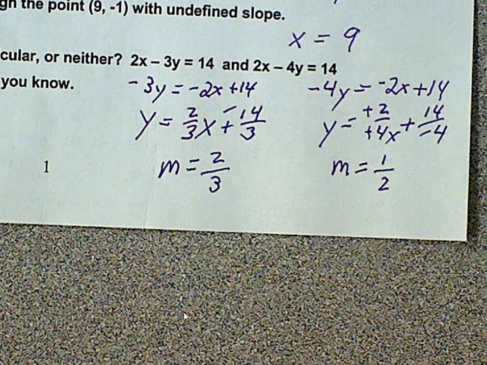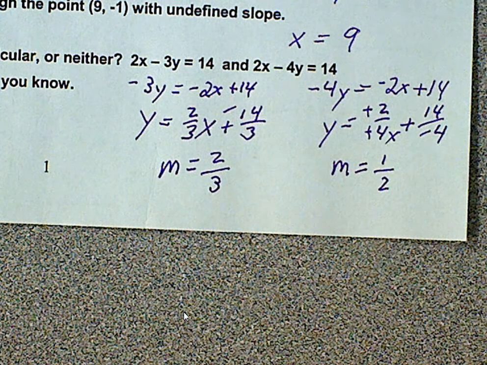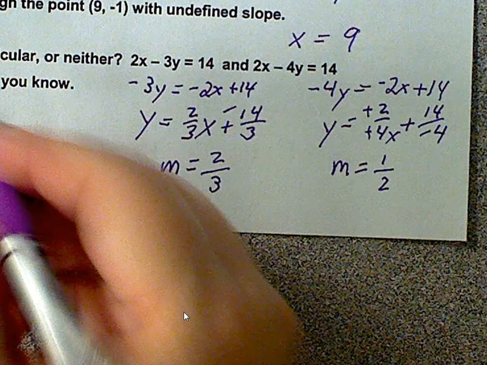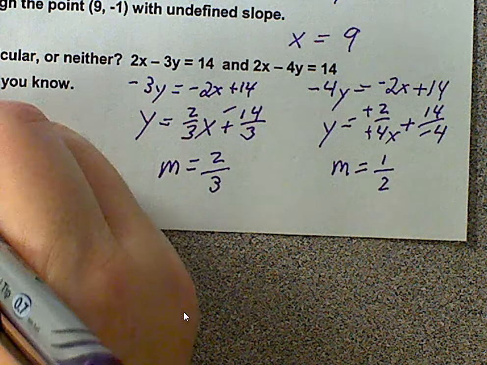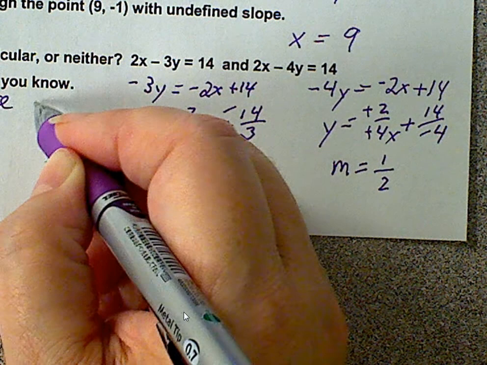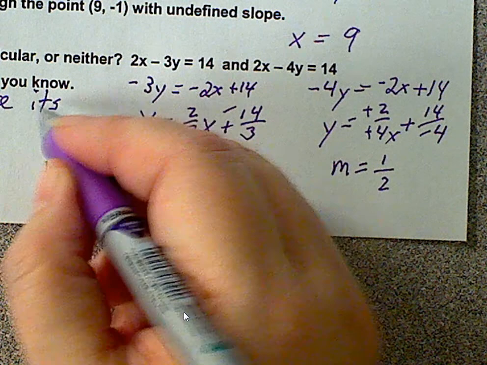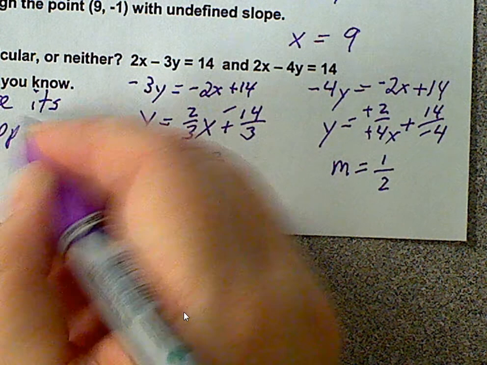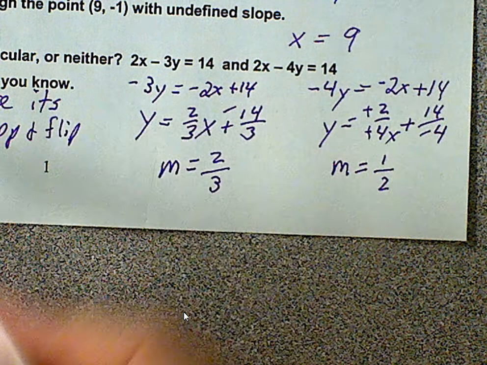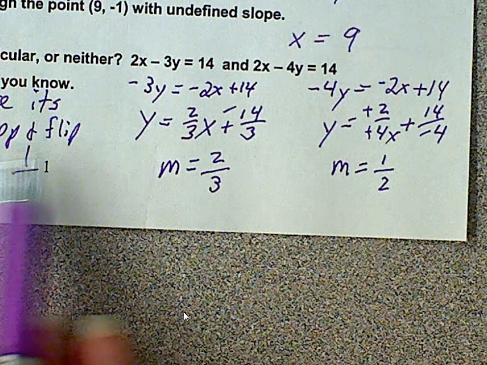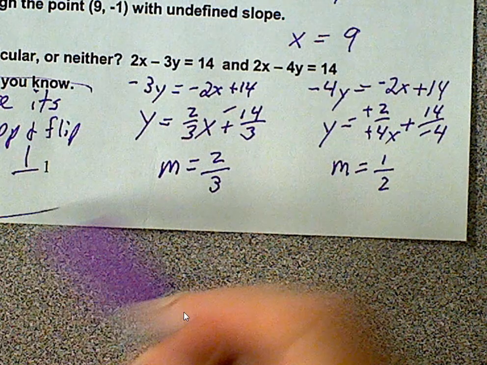So, is this parallel, perpendicular, or neither? Neither. And we have to be able to explain it. It's neither because it's not the same slope, and it's not the opposite and flipped. Right? Because same is your parallel, perpendicular is opposite and flipped. So since it's not same and it's not opposite and flipped, it's neither. You have to be able to write this in words. So make sure that you wrote that down.